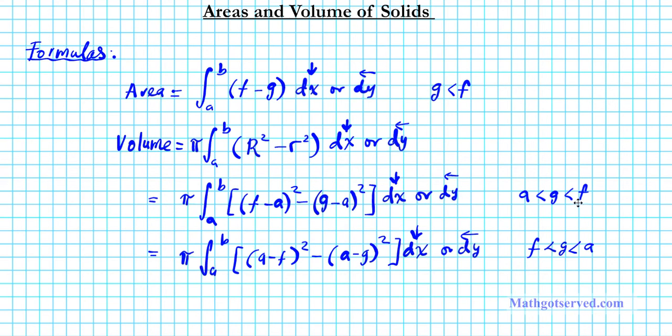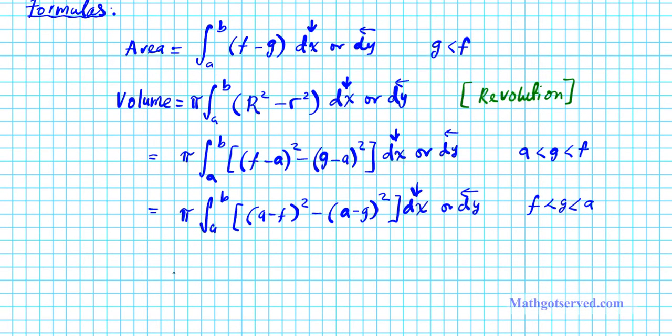It's like a reversal of the order here. Okay, I always like to put f at the end and then put g in the middle and then a at the other end. So this formula is applicable to revolution, solids generated as a result of revolution. Now, how about the volume of solids with known cross-sectional area? That's very straightforward. That one, the volume is simply going to be the integral from a to b of the cross-sectional area.